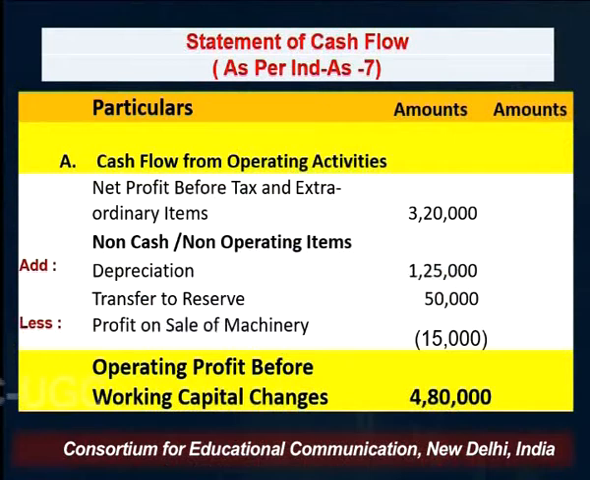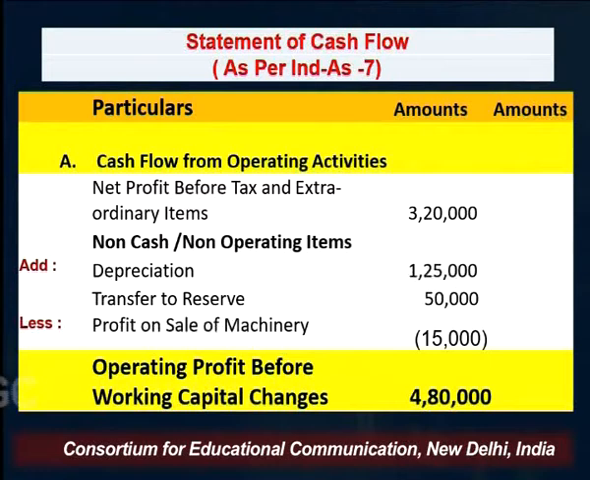Now I'll show you how to start with the statement of cash flow. At the top, we will write statement of cash flow as per Ind AS 7 for the financial year, for the year ending 31st March 2022. You can write here. We have three columns here: particulars, amounts and amounts. We'll be starting with the first head, that is cash flow from operating activities.